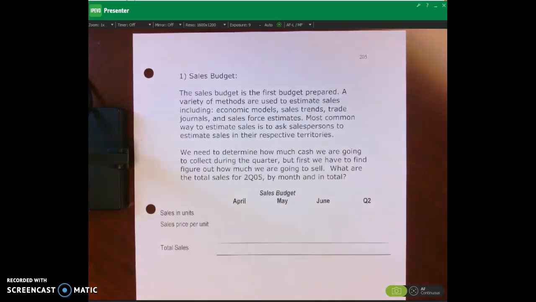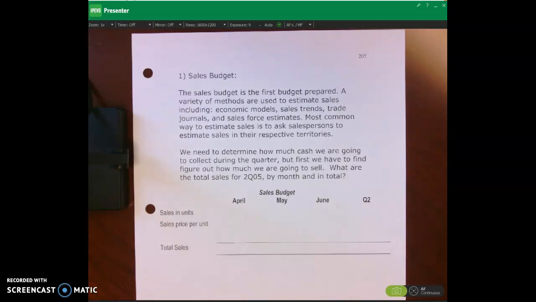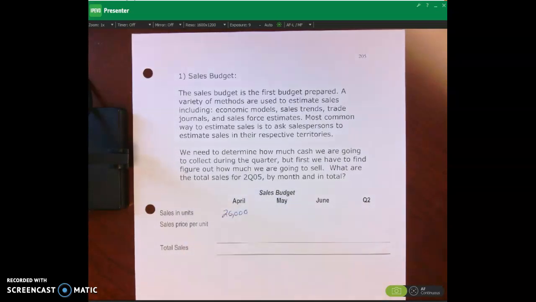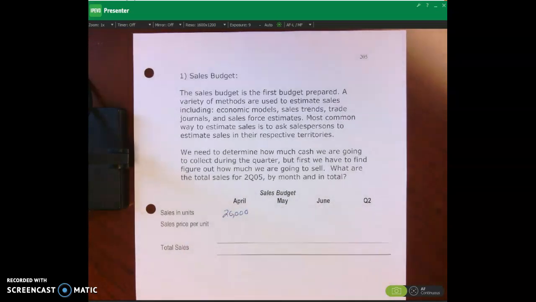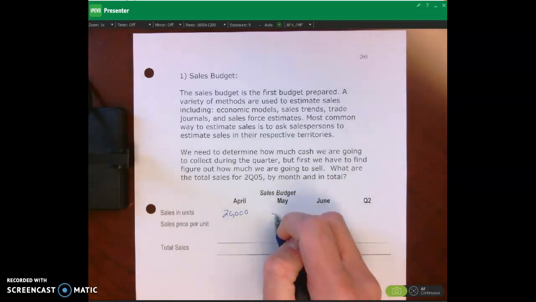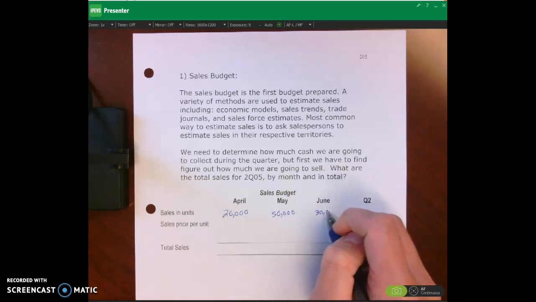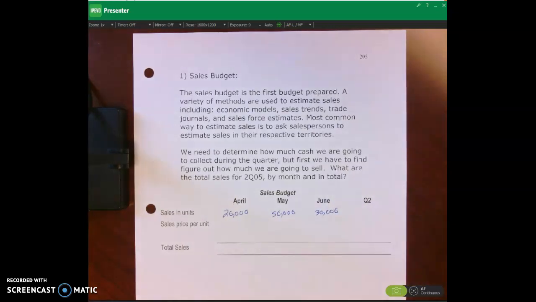So when we look at the sales budget, if we look on that prior page that I just showed you in your course pack, you can see that in April, we think we're going to sell 20,000 units. So this is my units right over here. I'm going to go ahead and start completing the sales budget. In May, 50,000 units. In June, we think we're going to sell 30,000 units. And then we can calculate the total for the year at 100,000 units. Okay?